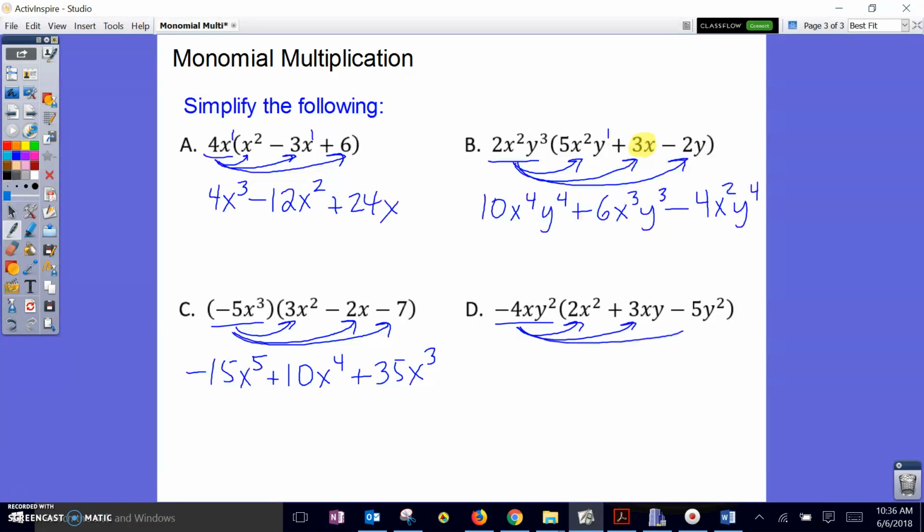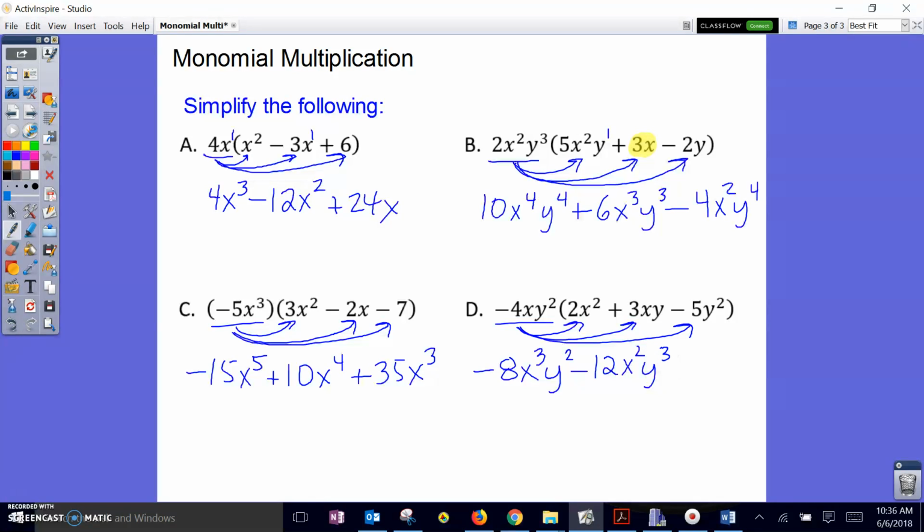We'll distribute through all three terms of this polynomial. Negative 4 times 2 is negative 8. X times x squared is x to the third. No y's in the polynomial, so we just bring our y's from our monomial. Then we've got negative 4xy squared times plus 3xy. Negative 4 times plus 3, negative 12. X times x, x squared. Y squared times y, y to the third.